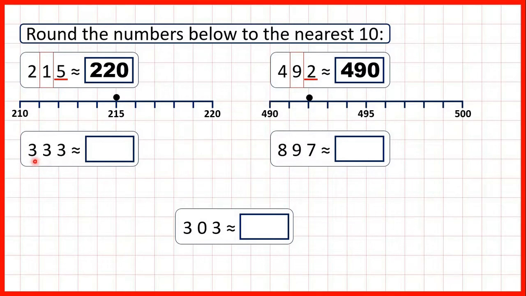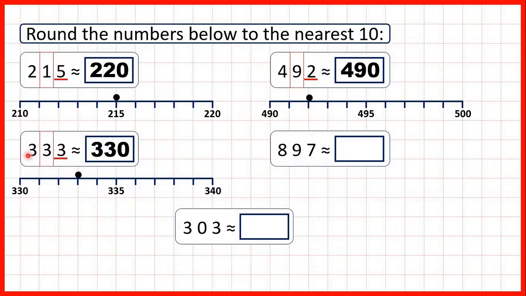Now let's round 333 to the nearest 10. So we find our tens digit, underline our ones, and because it's 4 or less, we're rounding down. So the tens digit stays the same, giving us 330. On a number line, we can see 333 is between 330 and 340, but it's closer to the previous multiple of 10, so that's why we round down.